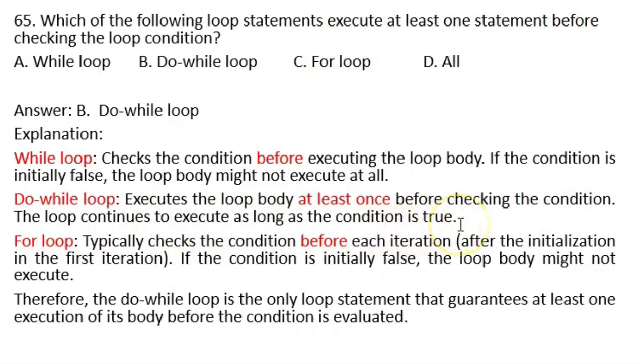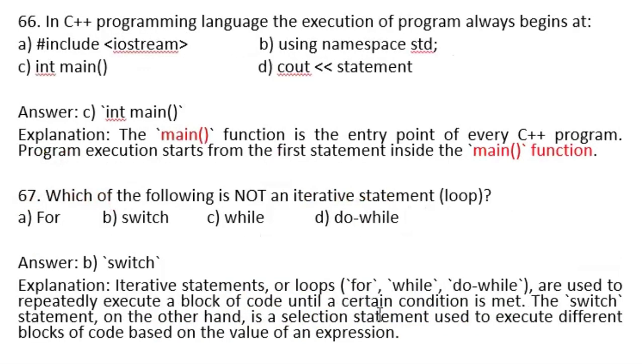This loop continues to execute as long as the condition is true. The for loop typically checks the condition before each iteration. After initialization in the first iteration, if the condition is initially false, the loop body may not execute. Therefore, the do-while loop is the only loop statement that guarantees at least one execution of its body before the condition is evaluated. The answer is do-while loop.